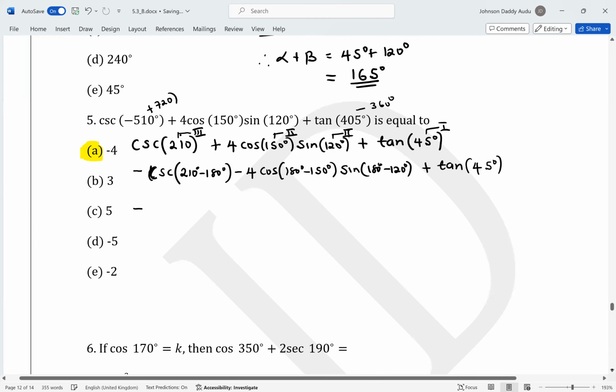So here we have minus cosec 30 degrees, minus 4 cosine. This is 30 degrees, right? Then sine, this is 60 degrees, right? Then plus tan 45.